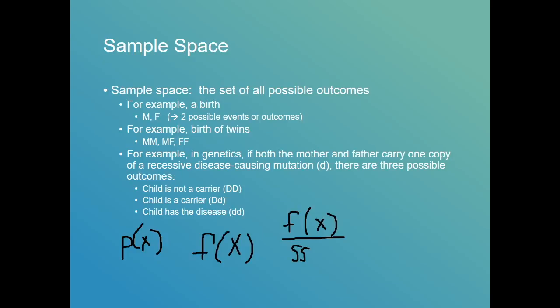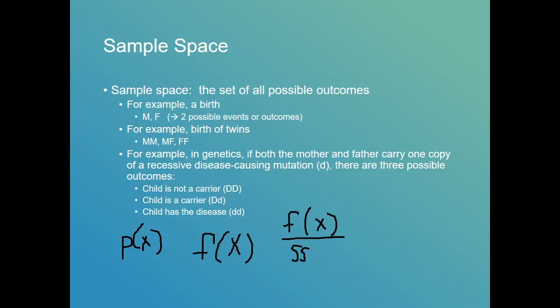So for example, for a birth of one child, there are 2 possible events or outcomes. They're either going to be born as male or they'll be born as female. In the birth of twins, there are 3 possible outcomes. There could be 2 males born, there could be a male and a female born, or there could be 2 females born.